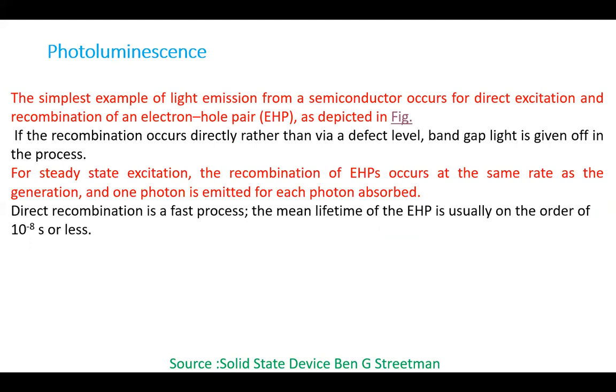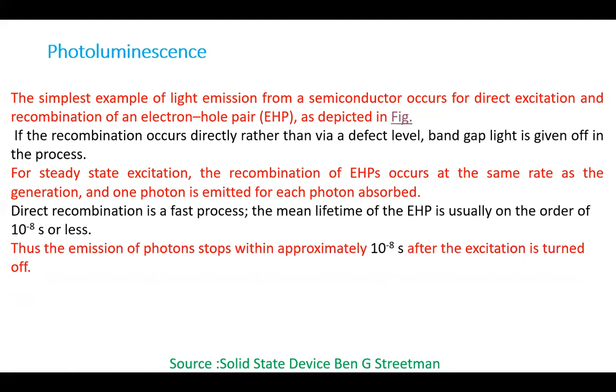Now, when we talk about direct recombination, that means there is no excitation, re-excitation, or your electron being trapped. So this is called direct recombination. In this, we expect the process to be fast. The lifetime of an electron hole pair is usually on the order of 10 raised to minus 8 second or less. That means your system gives this much time before your electron hole pair is going to recombine.